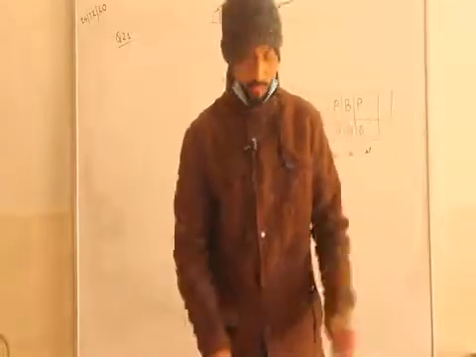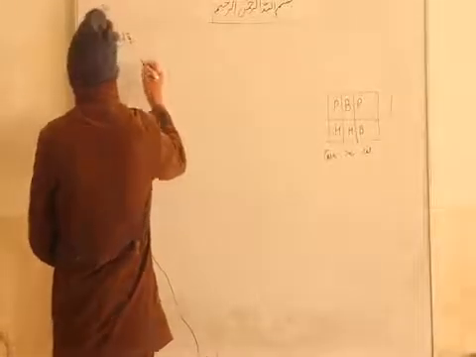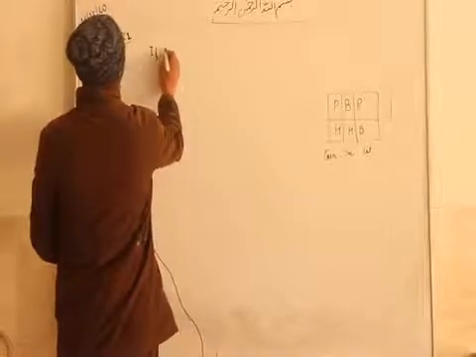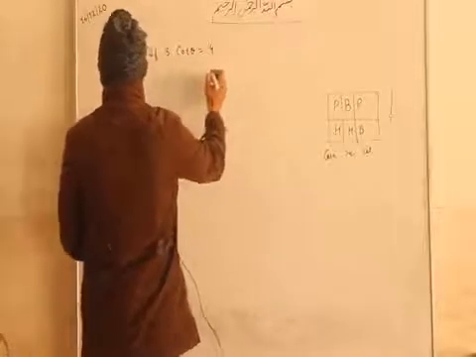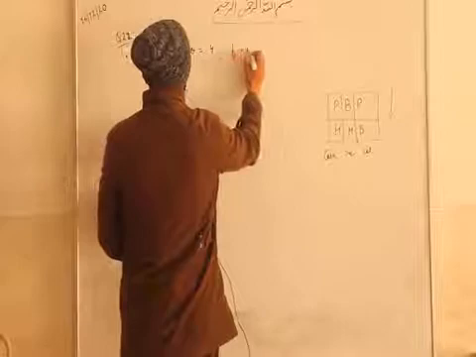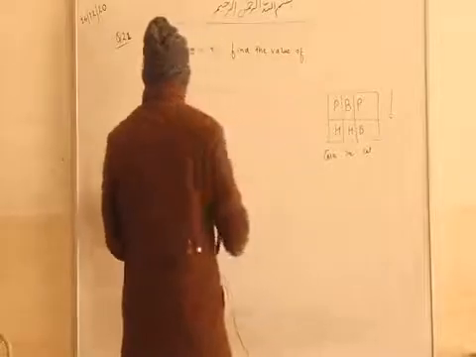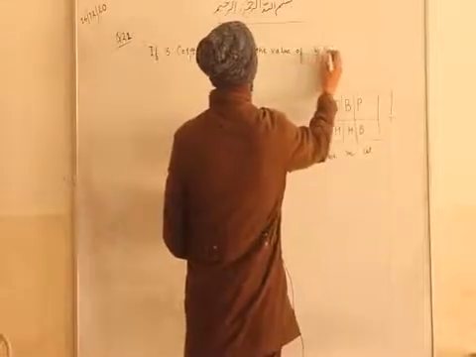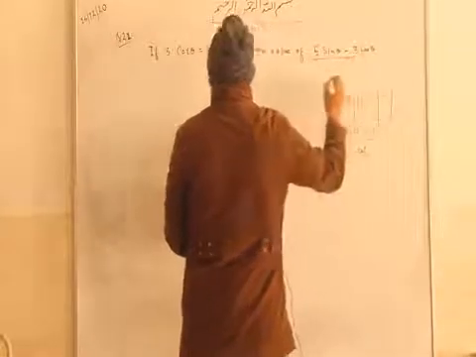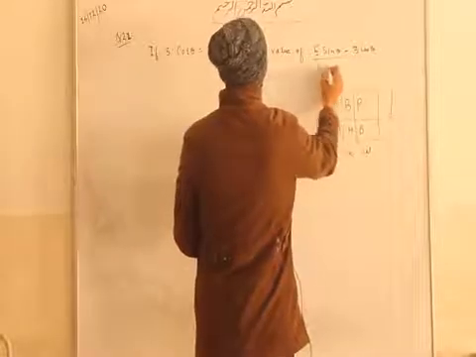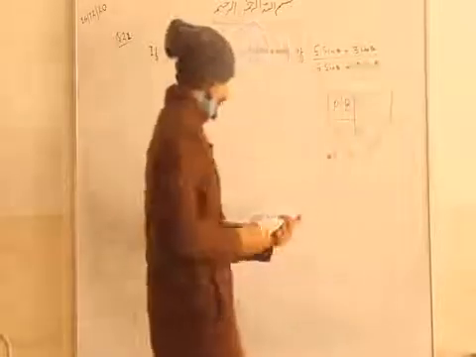See question number 22. If 3 cot theta is equal to 4, then find the value of 5 sin theta minus 3 cos theta divided by 5 sin theta plus 3 cos theta.